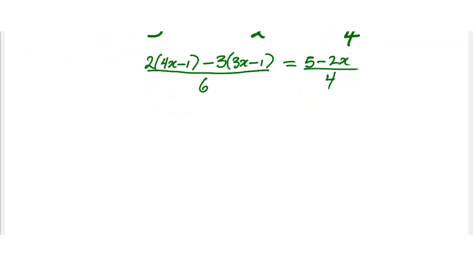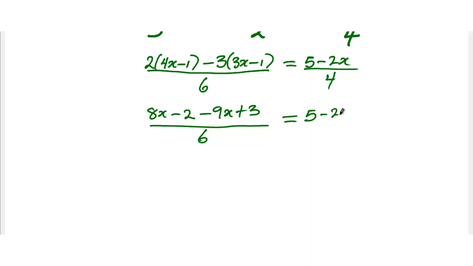So before we cross multiply, in order not to make it complicated, let me first open this bracket. So 2 times 4x will give me 8x. 2 times minus 1, that is minus 2. Then minus 3 times 3x, that is minus 9x. Minus 3 times minus 1, that is plus 3. Then divided by 6 will now be equal to (5 minus 2x) over 4.